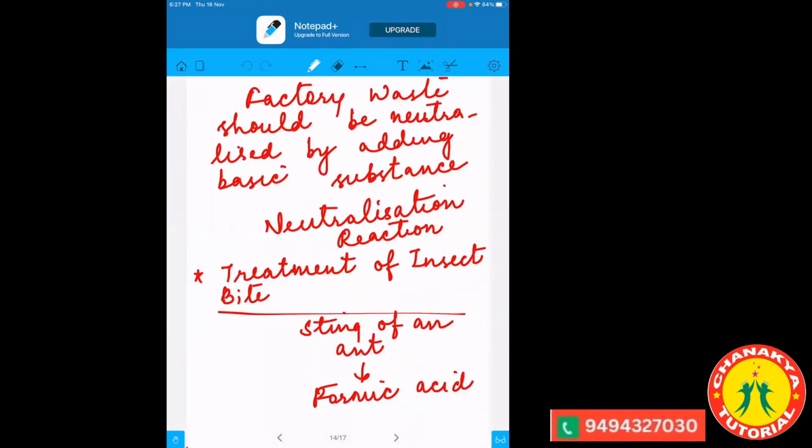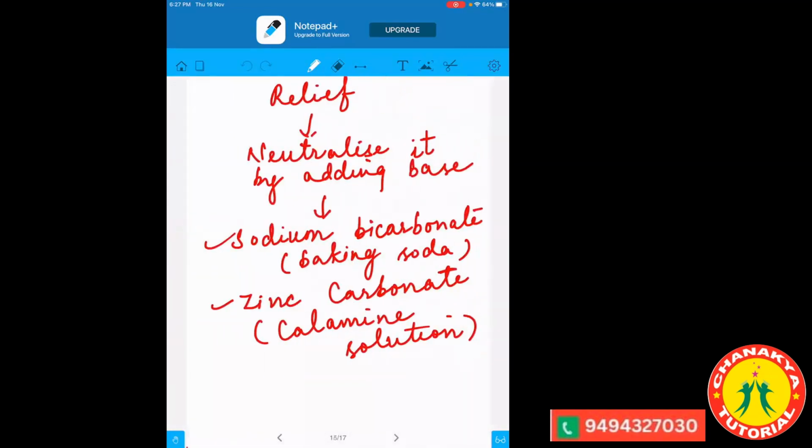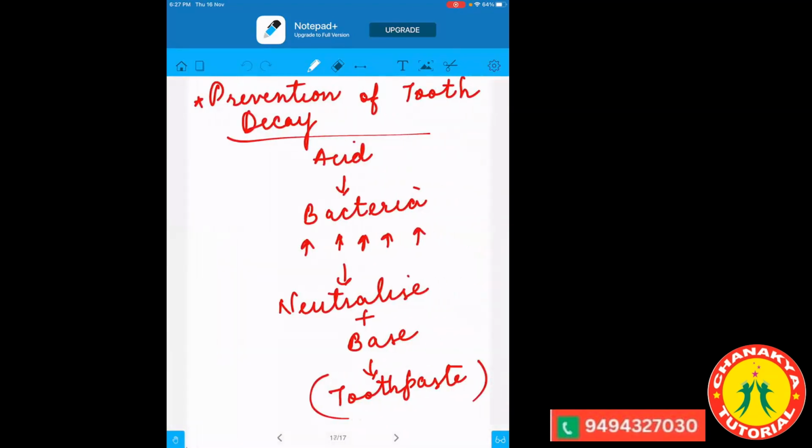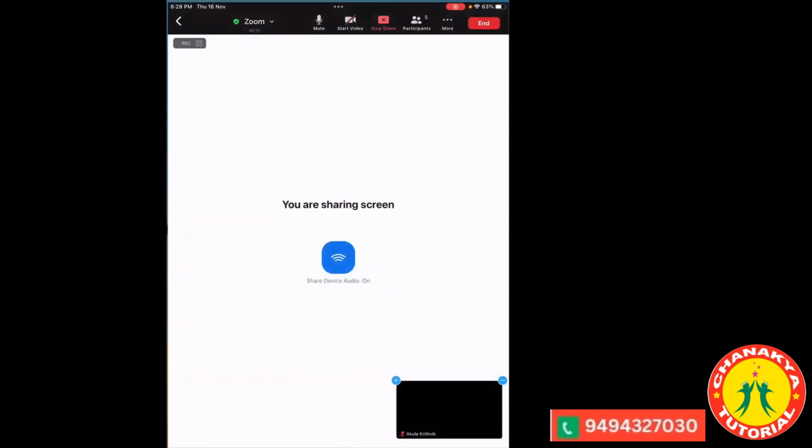Then, treatment of insect bites: because the sting of the insect contains formic acid, it has to be treated with a base such as sodium bicarbonate or zinc carbonate, the calamine solution. And the sting of the wasp contains a base, which has to be neutralized by an acid. We will be adding acetic acid to it. Then, to prevent tooth decay, acid is already present, so we have to treat it with a base, which is the toothpaste. And that is how the prevention will be there.